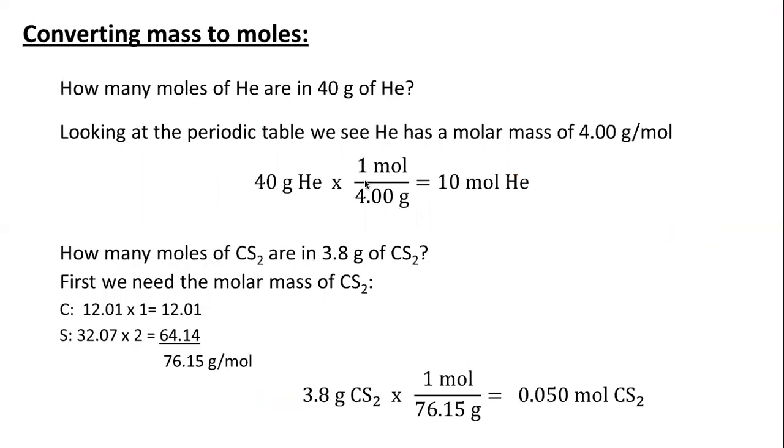So we have 1 mole on the top. We're going to take this molar mass here and have grams on the bottom, and you're going to multiply across the top. So 40 times 1 is 40. And then you're going to divide by the number on the bottom, which is 4. 40 divided by 4 is 10. And so the answer to this question is that there are 10 moles of helium in 40 grams of helium.